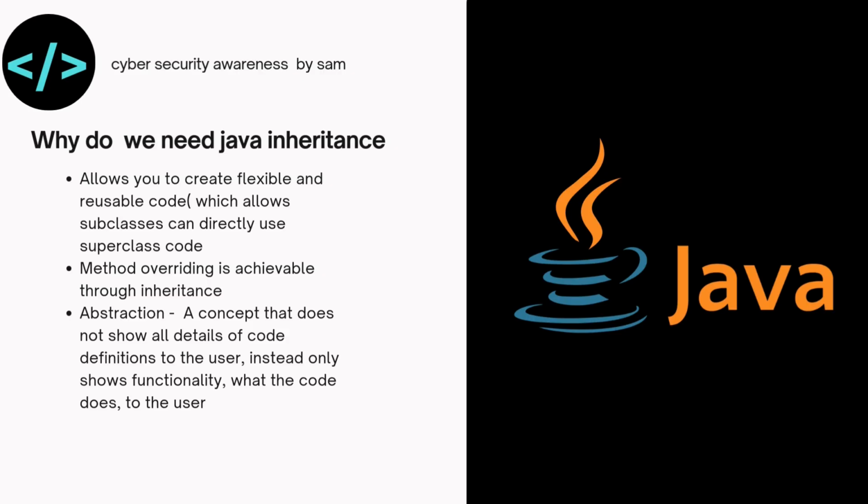So why do we need inheritance in Java? It allows us to create flexible and reusable code, which means classes can directly use superclass code. Method overriding is achievable through inheritance, and it also allows us to use a mechanism called abstraction, a concept that does not allow us to show all details of code definitions to the user. Instead, it only shows functionality, what the code does, to the user.